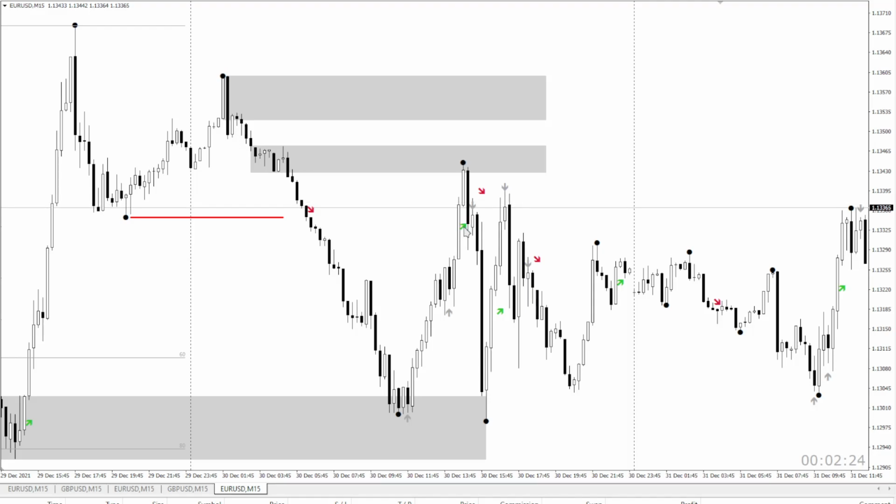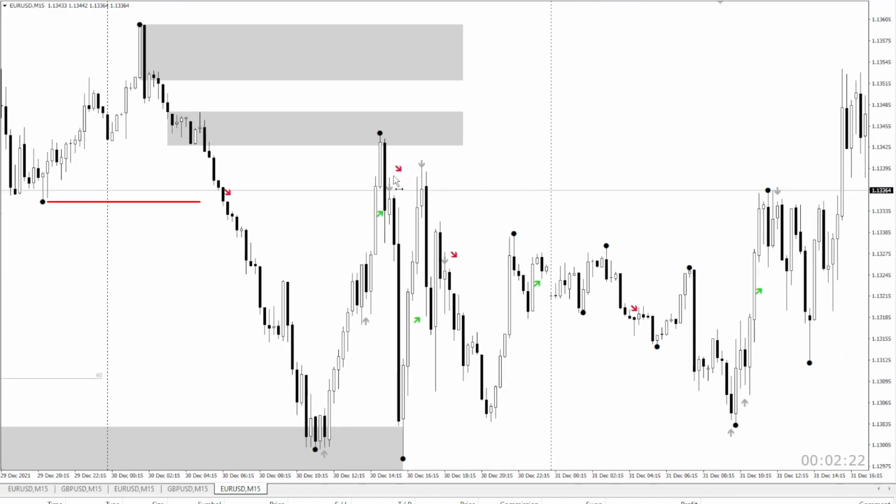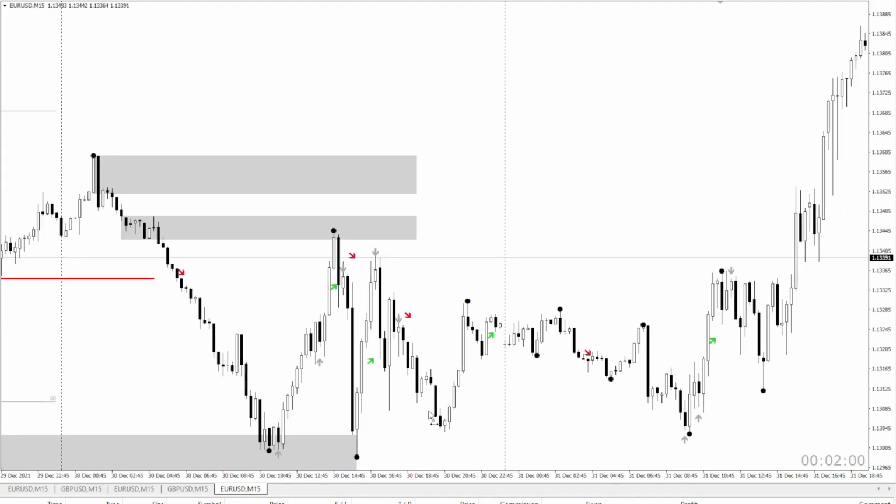Did this one break a black dot? No, it didn't. So we don't consider it. Then we are looking for the next indication, which is this one. Did this break a black dot? Well, that's up to you, but wicks, I already said, would not break structure. This is a kind of manipulation, liquidity grab, and so on. So it's not a break of structure. We would not consider that.